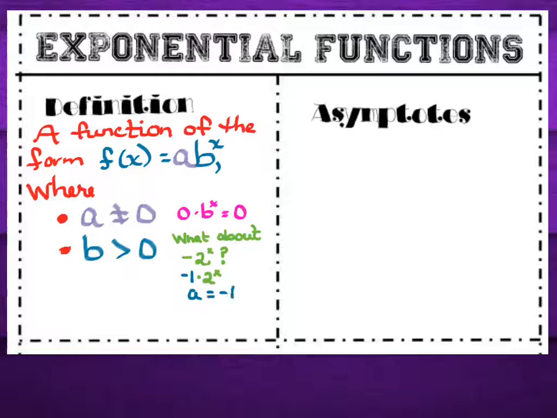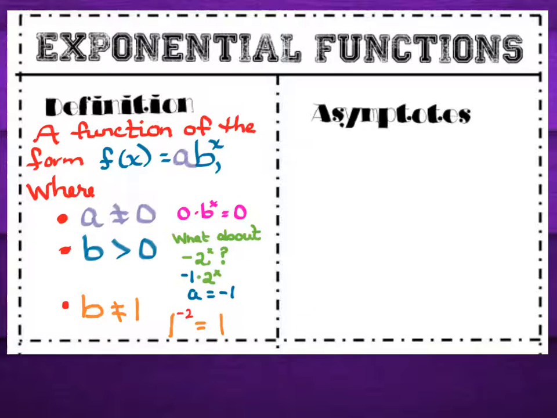Okay, a third condition is that the base cannot equal 1. Because if the base equaled 1, then no matter what we put in for x, we'd always wind up with 1. And the shape of this graph would take on the form of a line. And this graph shape definitely does not take on the form of a line.